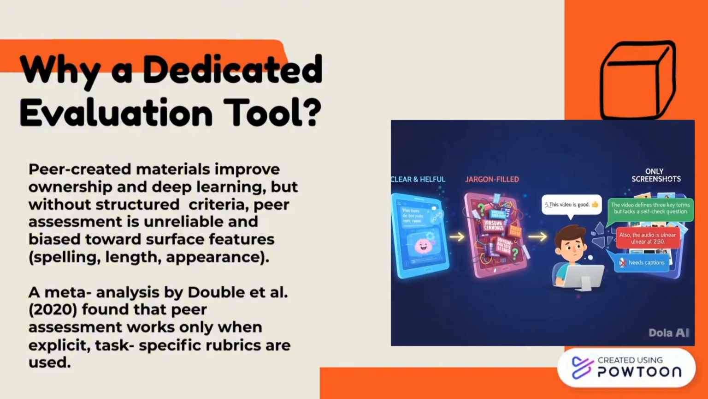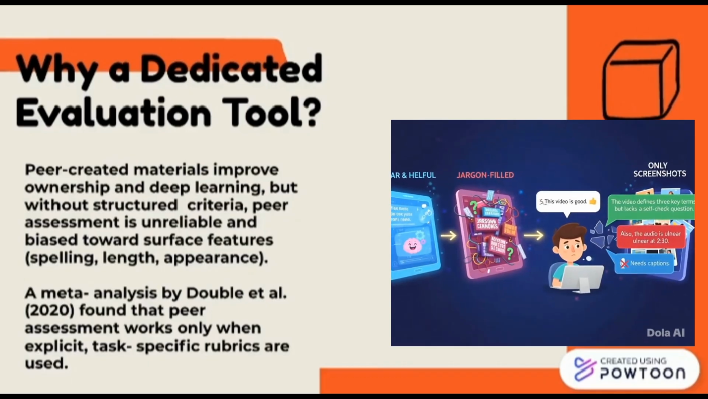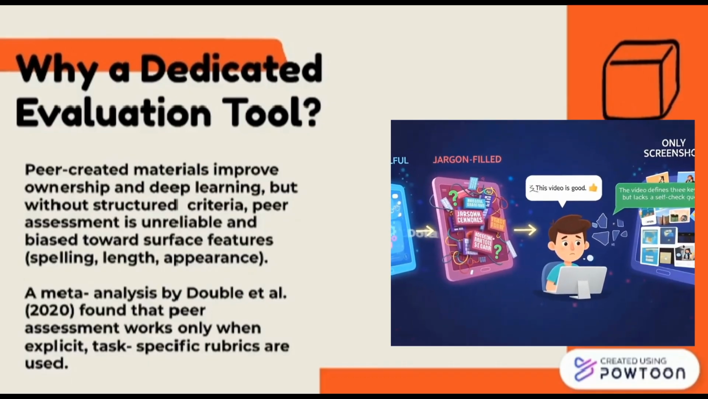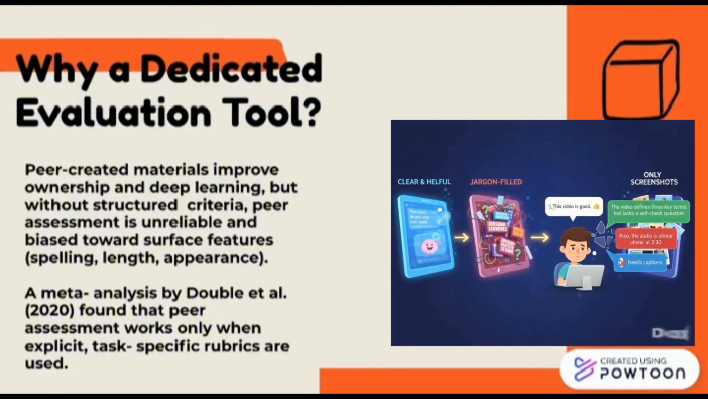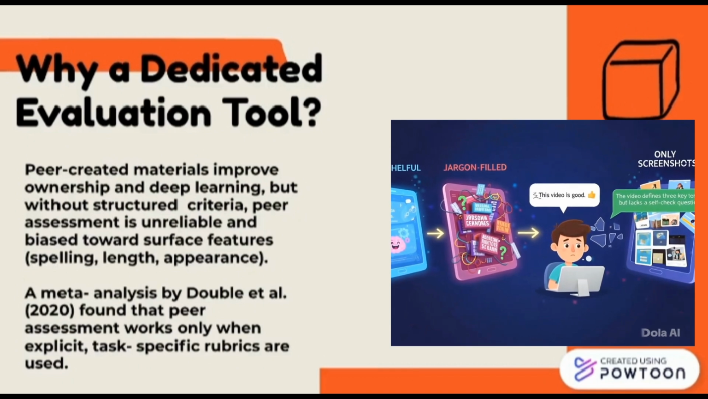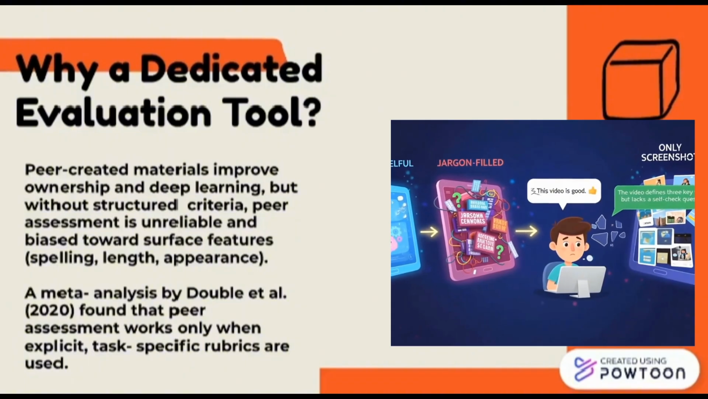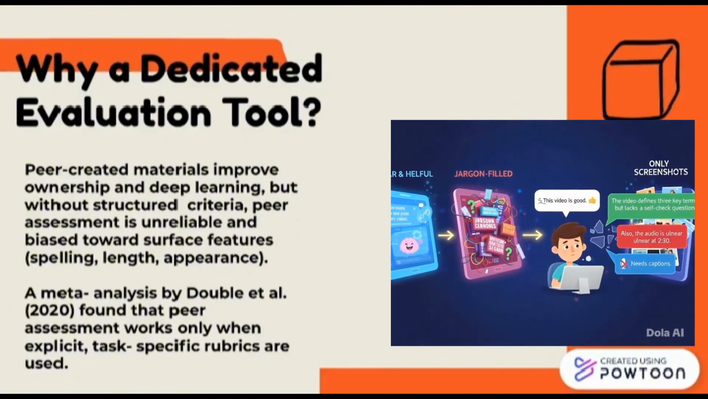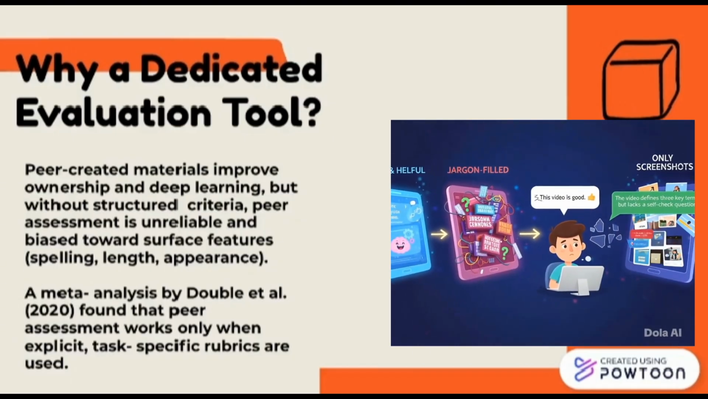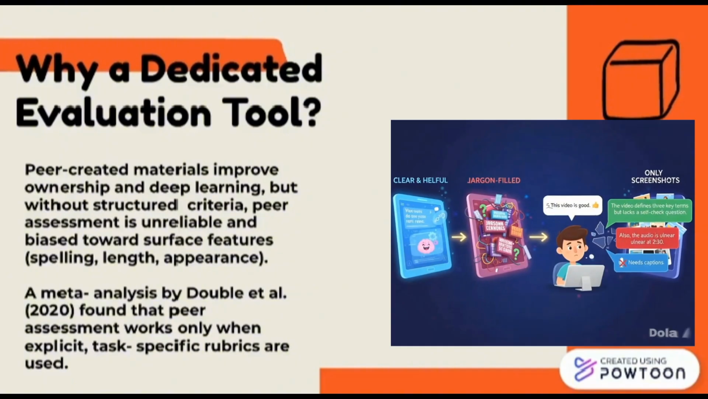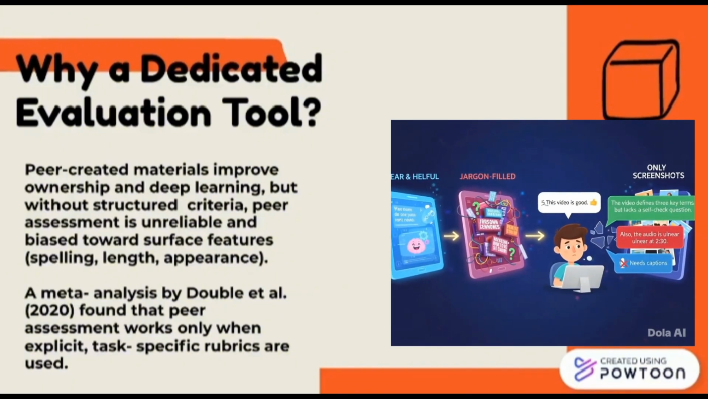Research supports this. A 2020 meta-analysis by Double, McGrain and Hopfenbeck examined 54 studies on peer assessment. They found that peer assessment works only when explicit, specific rubrics are used. In fact, they reported a moderate to large effect size, Cohen's d equals 0.56, for peer assessment over teacher's assessment when rubrics were provided. Without rubrics, the effect was negligible. This is published in Assessment and Evaluation in Higher Education, a top peer-reviewed journal.